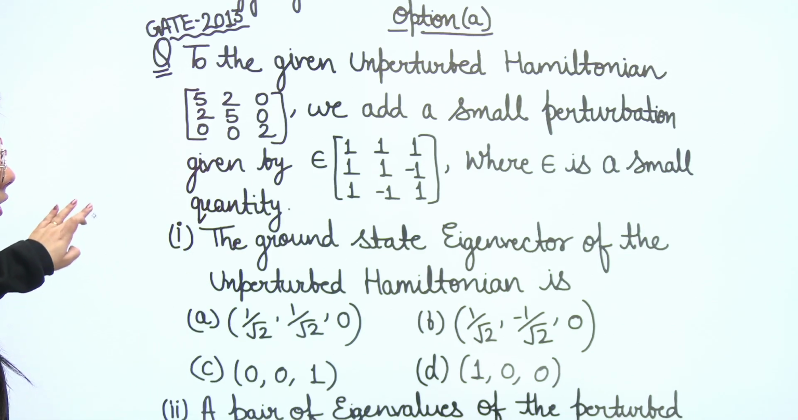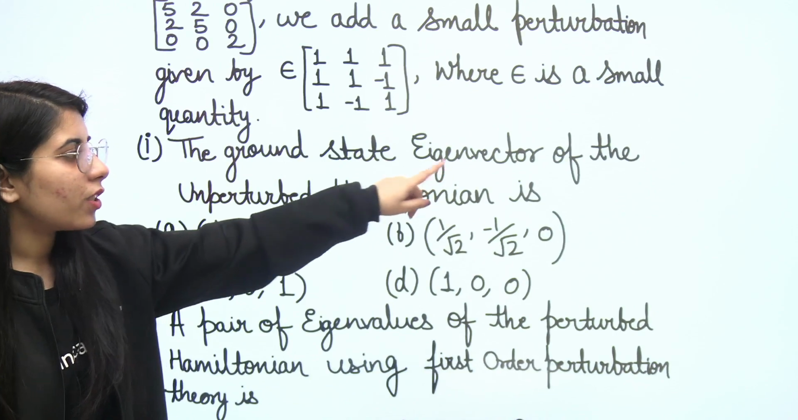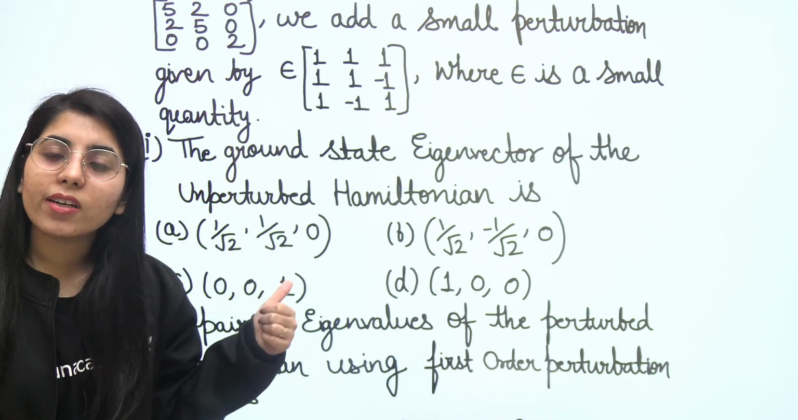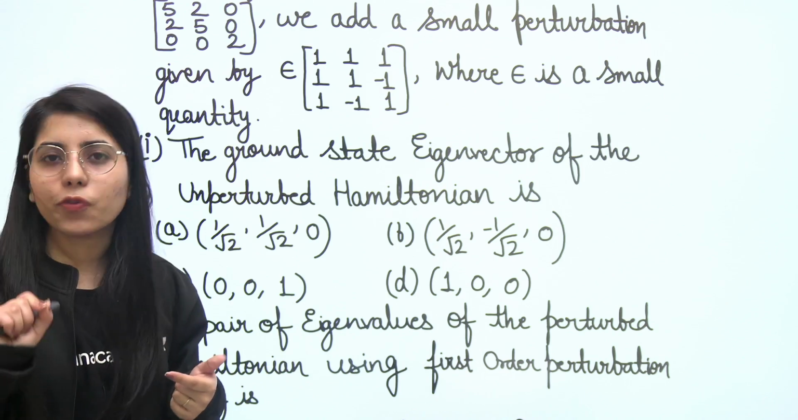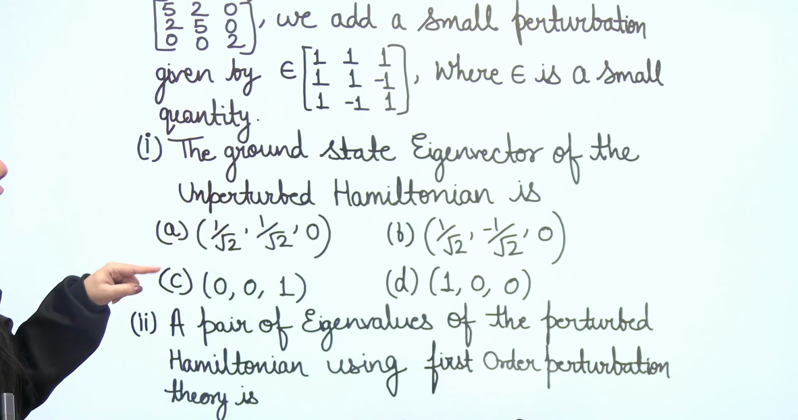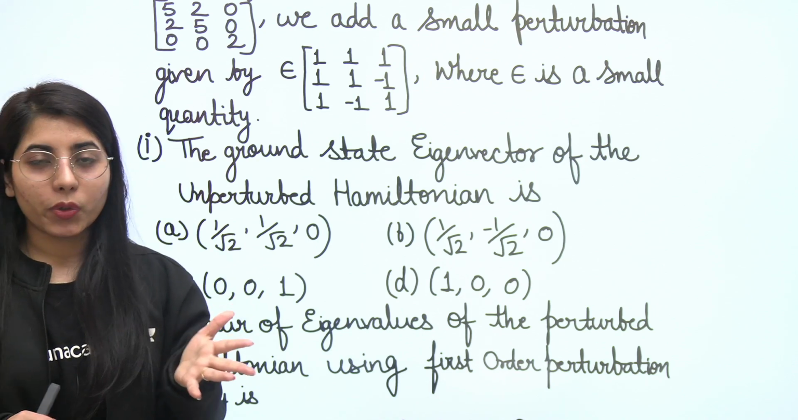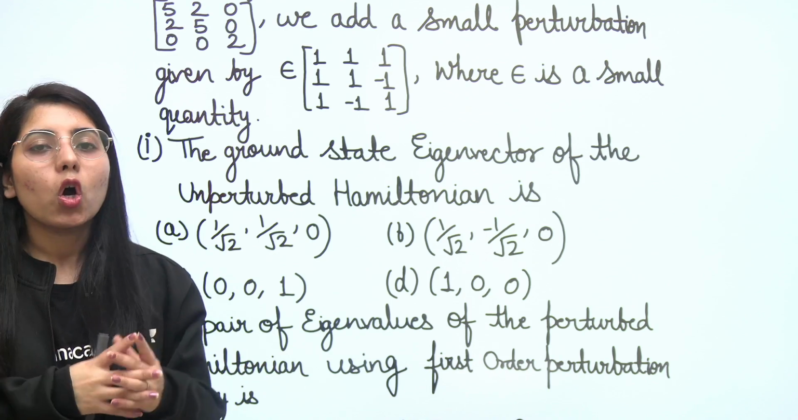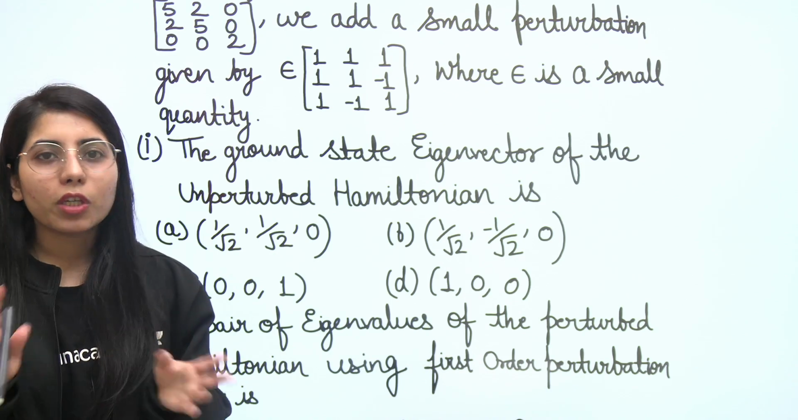Next, the ground state eigenvector of the unperturbed Hamiltonian is. What they are asking here is a little bit of a different question. They are asking for the ground state eigenvector of the unperturbed Hamiltonian. What will be the ground state? Ground state means minimum energy, okay, or the minimum value, whatever you are going to get.